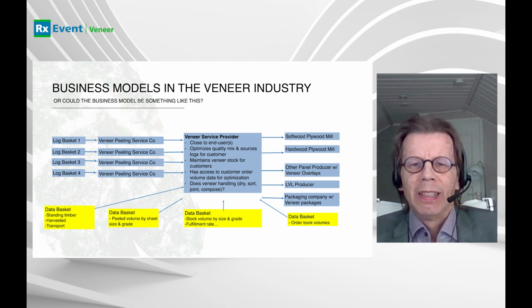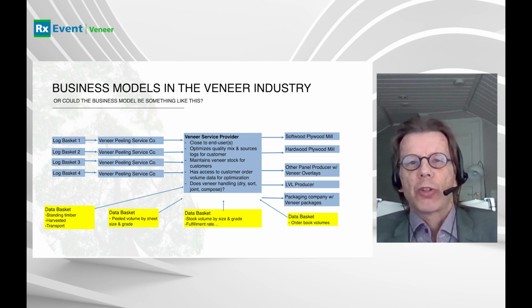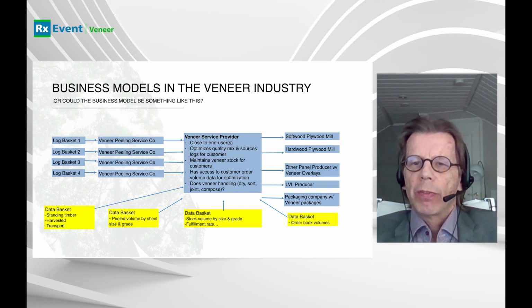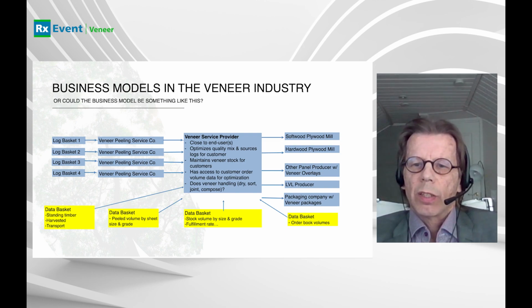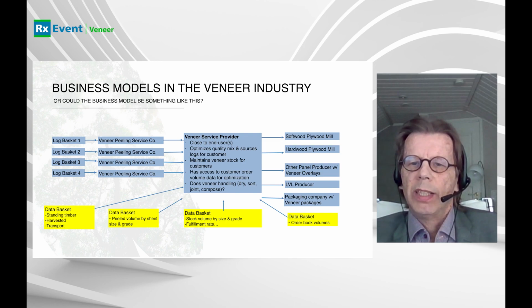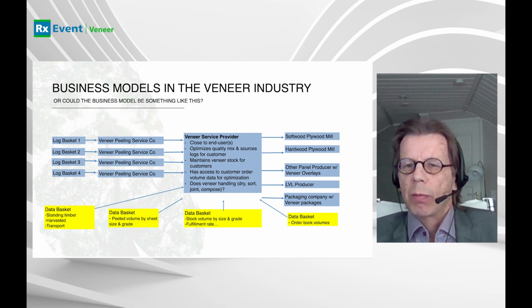But in this model that I came up with, we have a veneer service provider at the center of things. And the service provider would then supply veneer to a number of different types of end users, whether they are softwood plywood mills, hardwood plywood mills, or LVL mills. And they would supply exactly the type of veneer to these end users, in the exact quality that they need and in the same quantity that they need, or whatever quantity they need, and exactly when they need it. So in this model, veneer purchasing would become more like buying glue. You just get exactly the type of product that you need when you need it.